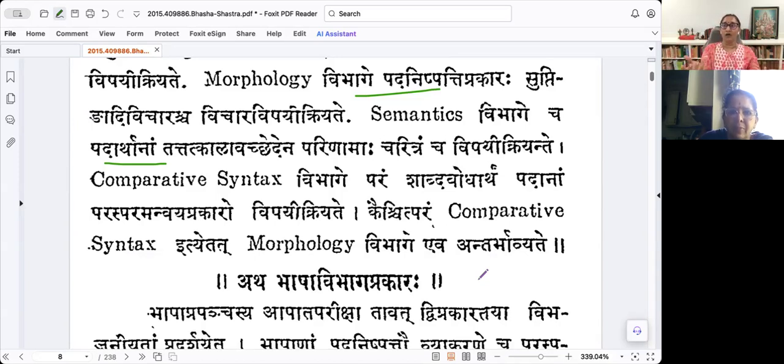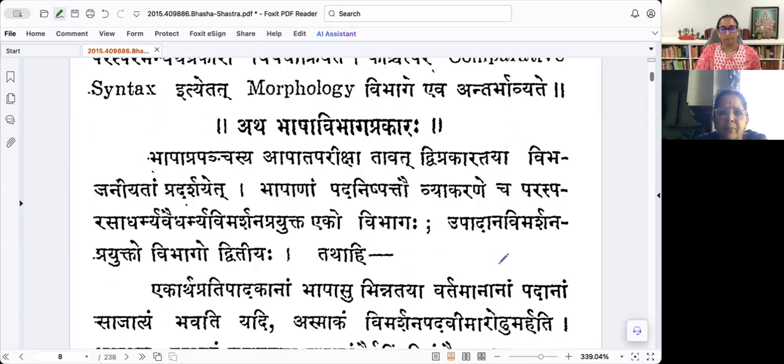iti kimartam. How do I know whether it is the picture that is seeing or whether it is Rama who is seeing? Tatra Ramaha iti prathama vibhaktyam vartate iti karanat tatra Ramaha karta, Ramaha pashyati, saha kriyam karoti. This sort of a connection, anvaya prakaraha, is comparative syntax. Kaischit param comparative syntax ityetat morphology vibhage antarbhavyate. That is the meaning of the particular word in the sentence, in the holistic thing, is also included in morphology by certain people. Okay.